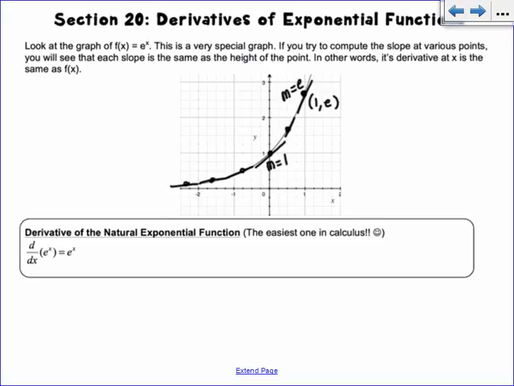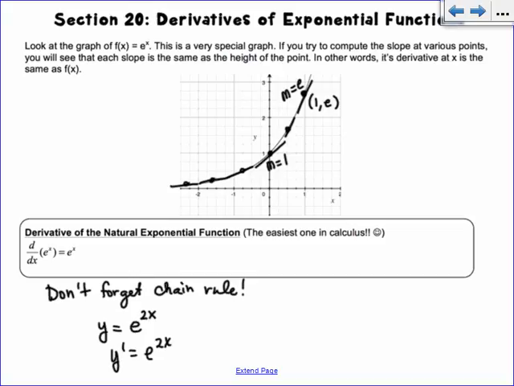But you have to be very, very careful. Don't forget the chain. This is where it gets a lot of people in trouble with e to the x. So if I had y equals e to the 2x, when I take the derivative, it starts out the same. It's e to the 2x. But since it's not just e to the x, it's e to the 2x, I have to multiply by what at the end? 2, right? I have to remember the chain rule.